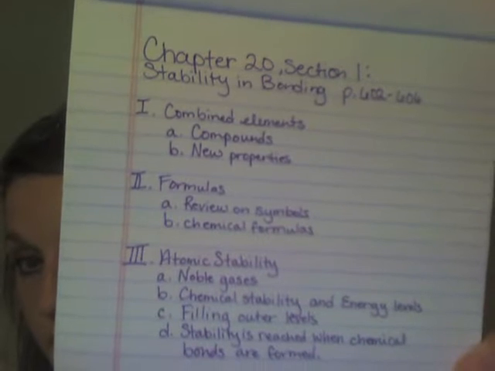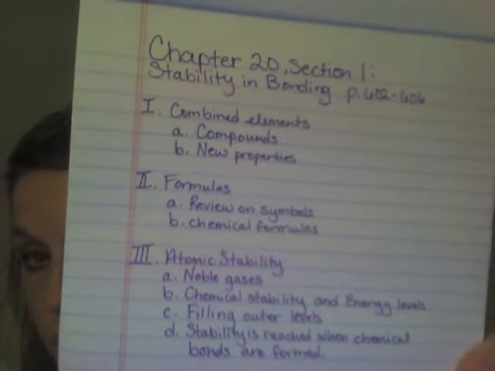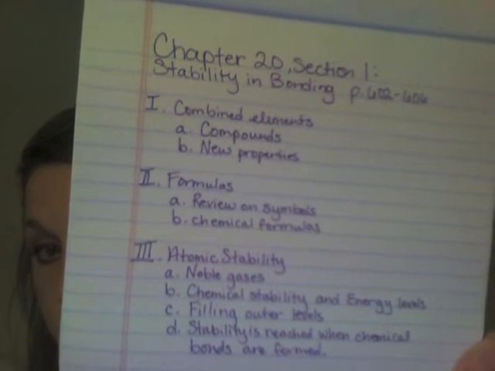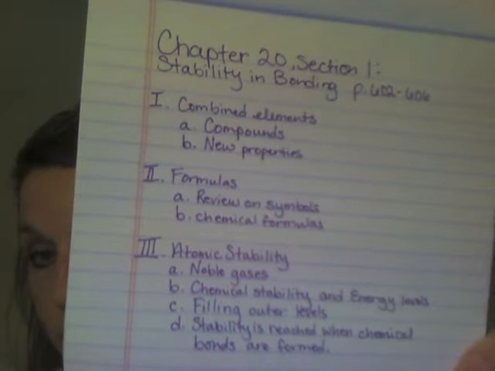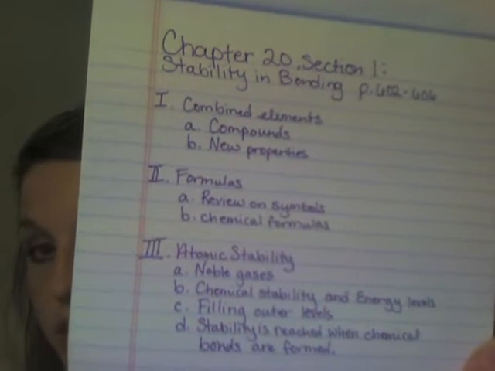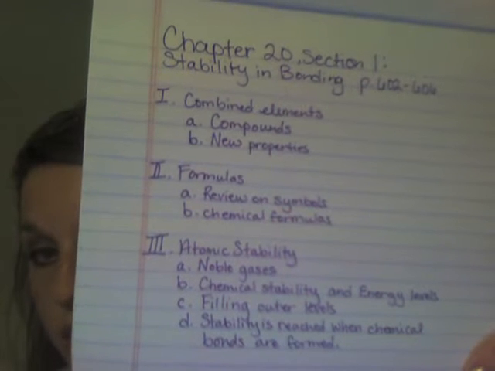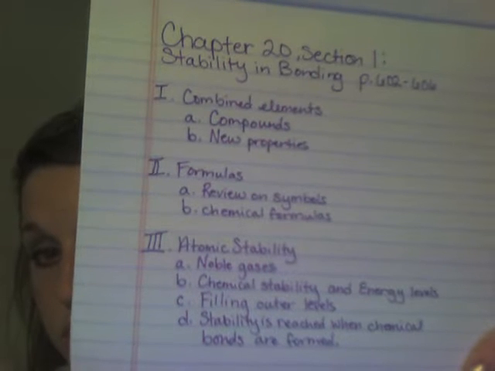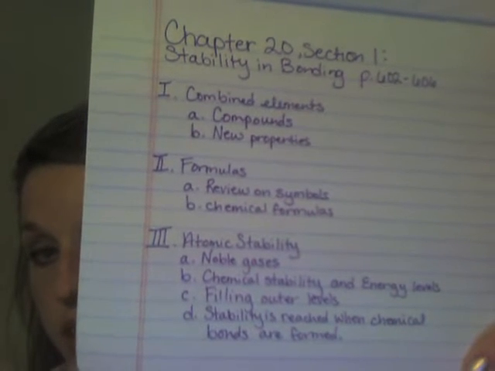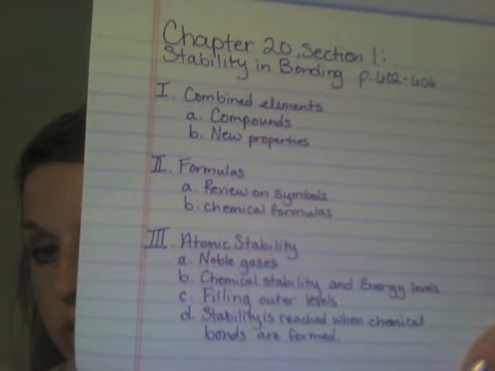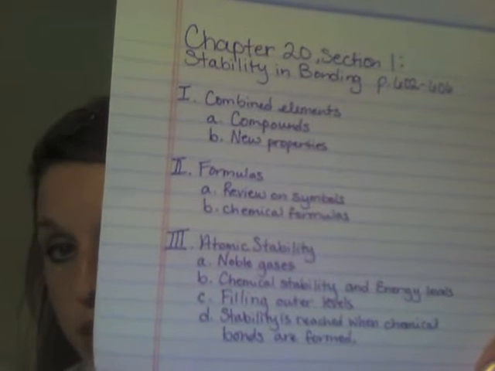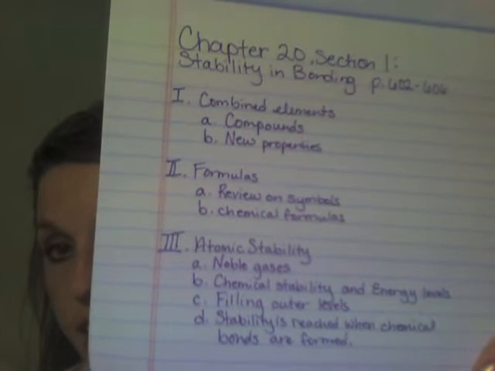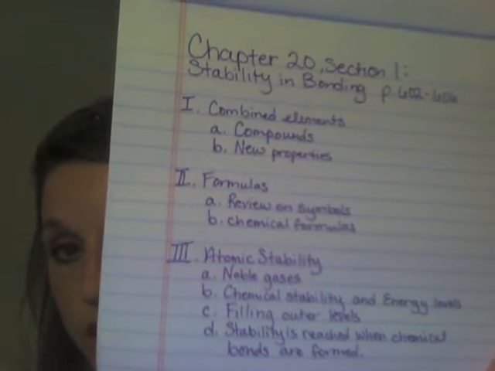We'll talk about combined elements, compounds, and how those compounds have new properties that are different than the actual elements, different formulas. We'll review element symbols, and we'll also take a look at what chemical formulas tell us. And then we'll also look at atomic stability, why noble gases are stable and they don't react with other things. We'll talk about chemical stability and different energy levels, filling those outer energy levels. And then we'll also talk about why stability is reached when chemical bonds are formed. So again, if you need to pause this to finish writing this down, you can. Otherwise, I'm going to go on ahead and move on.